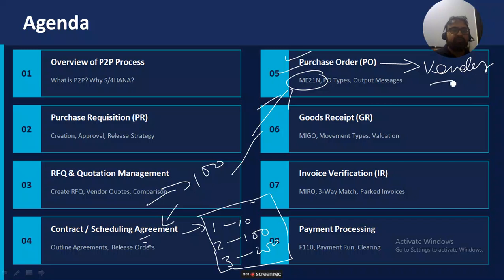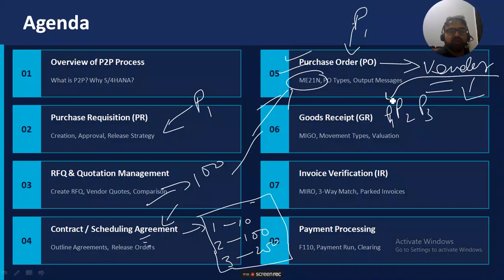On behalf of that, the vendor sends the material to your plant. Correct, suppose plant 1, plant 2, plant 3. Whatever plant is mentioned in your purchase order number or in your RFQ number, suppose I am considering plant 1, then the vendor sends the material to plant 1, right? If I mention plant 2, the vendor sends to plant 2. If I mention plant 3, the vendor sends the material to plant 3.